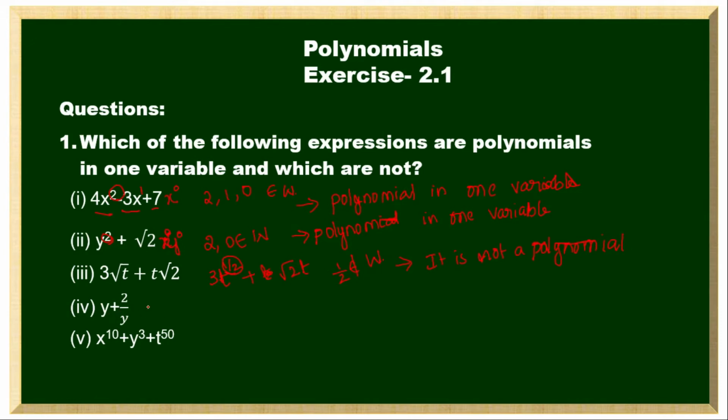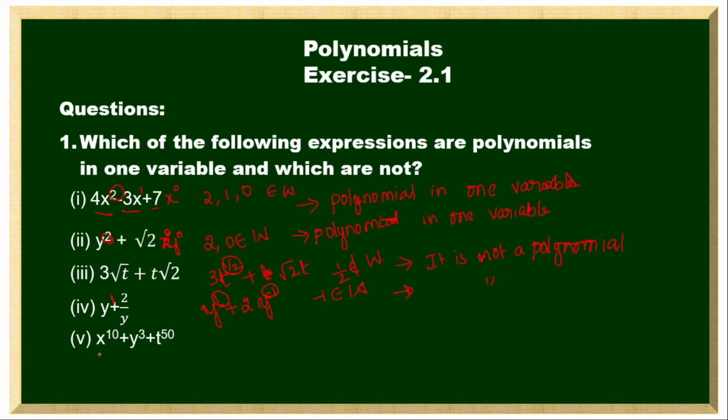Here in the fourth expression, we have one variable, but we have to check whether it is a polynomial or not. First, the variable's power is 1, it's okay. And the second term is 2 by x. Whenever we bring the denominator to the numerator, we write the power as minus 1. Minus 1 doesn't belong to whole numbers. So it is not a polynomial.